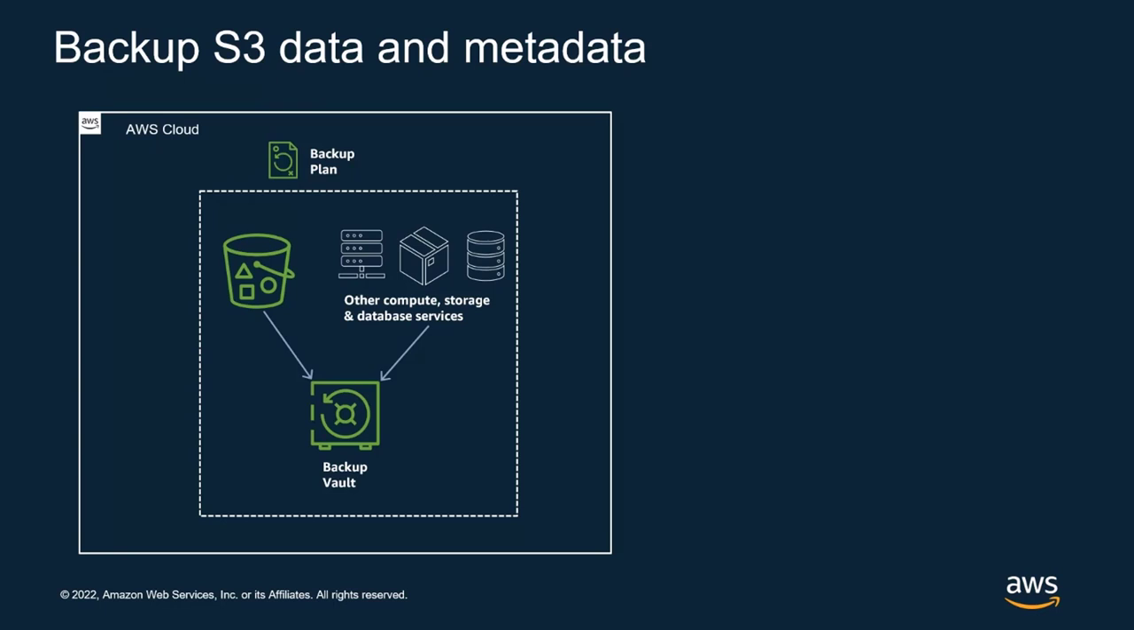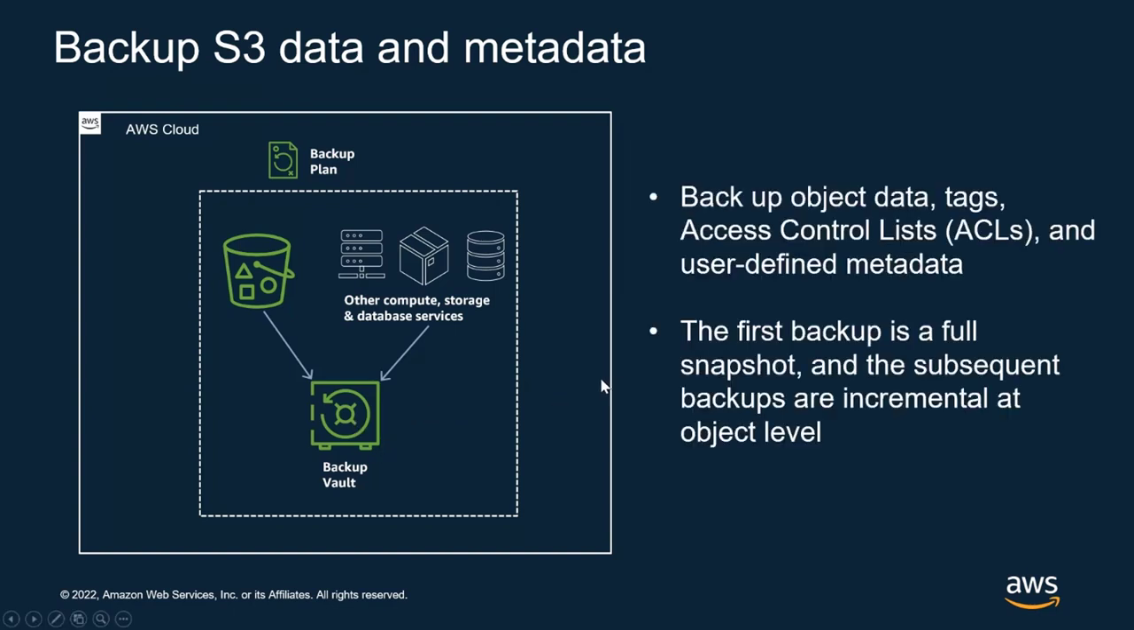These backups will be securely stored in a backup vault, which is an infrastructure owned by AWS Backup. And whenever you want, you can restore your backups from the backup vault with a few simple clicks or with a single API call. Here's some more detail on the backup experience. We not only back up your S3 buckets and objects, we also back up your object data, your tags, your access control lists, and other user-defined metadata.